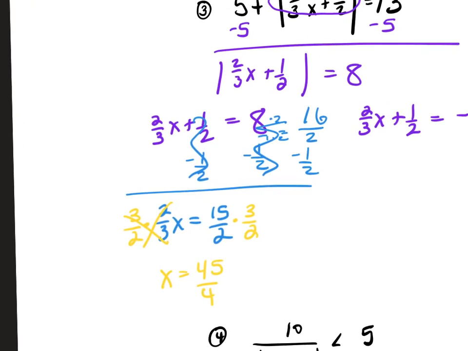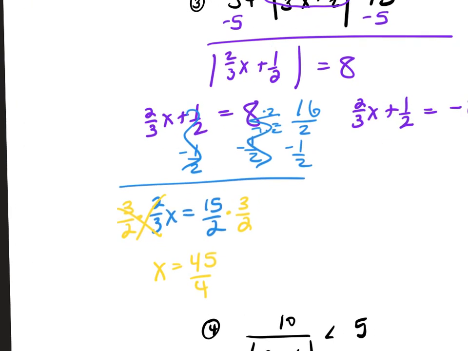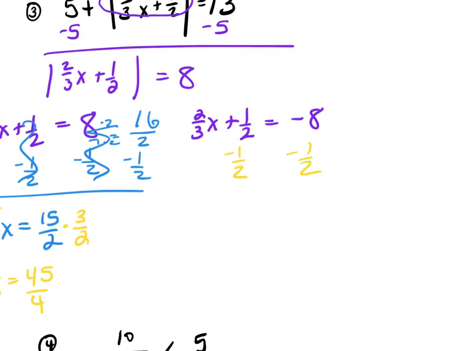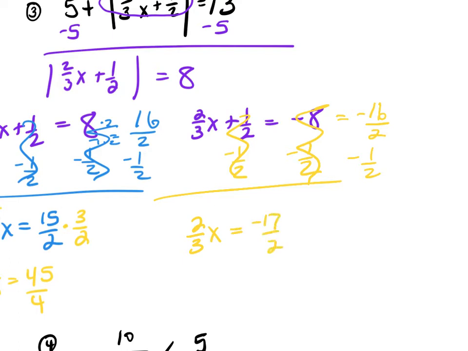We're going to do the same thing on this side. I'm going to subtract 1/2. So this becomes 2/3 x. Well, what did we just say 8 was? 16 over 2, right? So it's negative 16 over 2 minus 1/2. What's negative 16 and a negative 1? Good, negative 17 over 2.